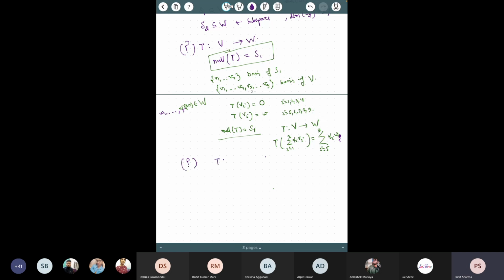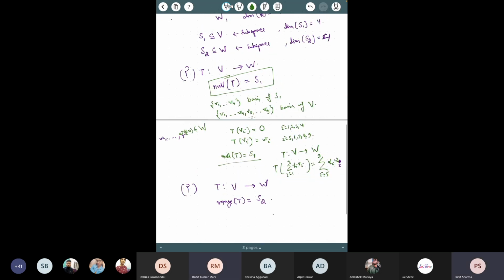So let's say we have T from V to W. The question is, can we find a linear transformation from V to W such that the range of T is equal to S2? Now, how about this question? So, what is your answer for this? Yes, sir. We can define.